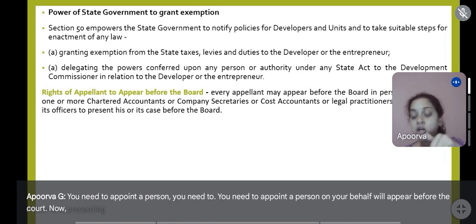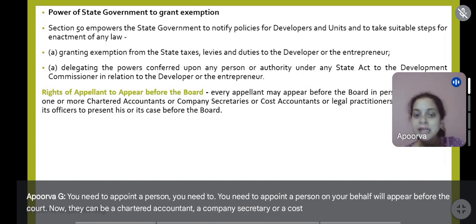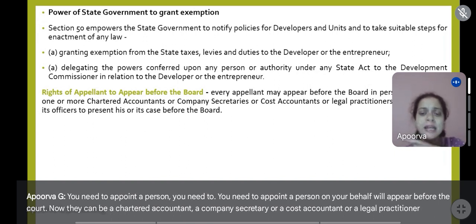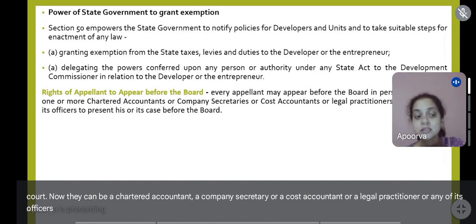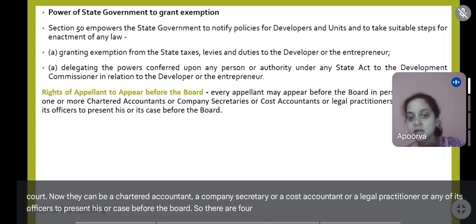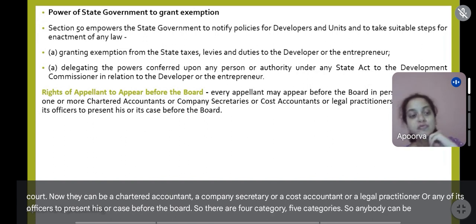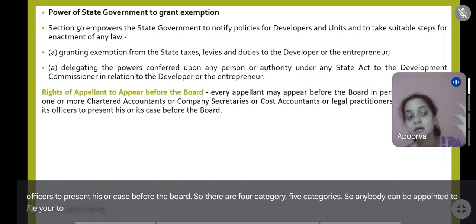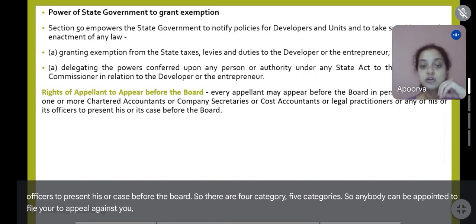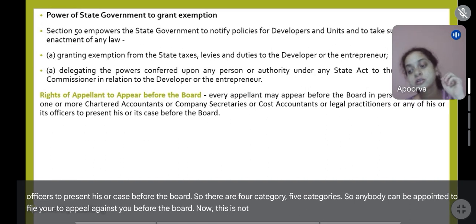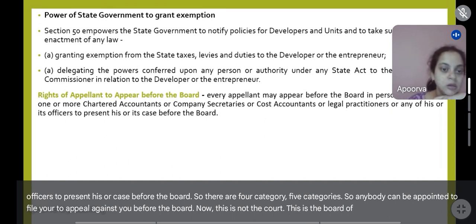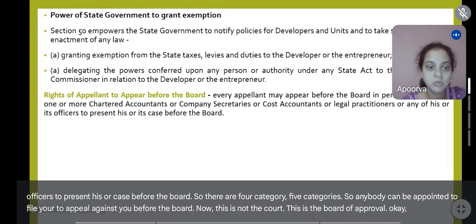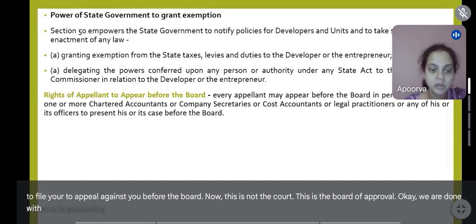Now, they can be a chartered accountant, a company secretary, or a cost accountant, or a legal practitioner, or any of its officers to present his or her case before the board. So there are 5 categories. So anybody can be appointed to appeal on your behalf before the board. Now, this is not the court, this is the board of approval. Okay, we are done with SEZ.